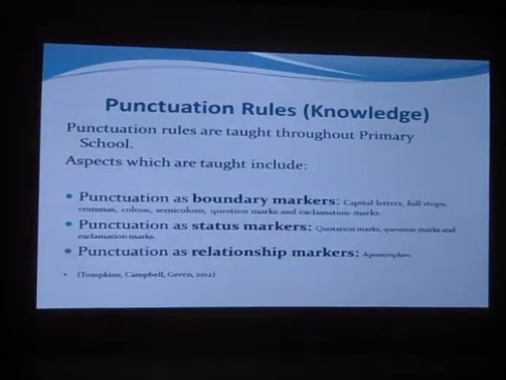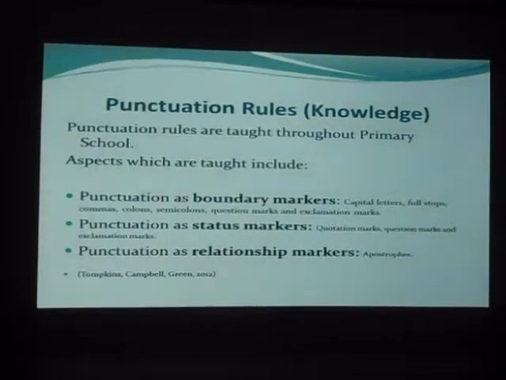The aspects of punctuation which are used for boundary markers are capital letters, full stops, commas, colons, semicolons, question marks, and exclamation marks. Aspects used for status markers are quotation marks, question marks, and exclamation marks. Relationship markers include apostrophes.